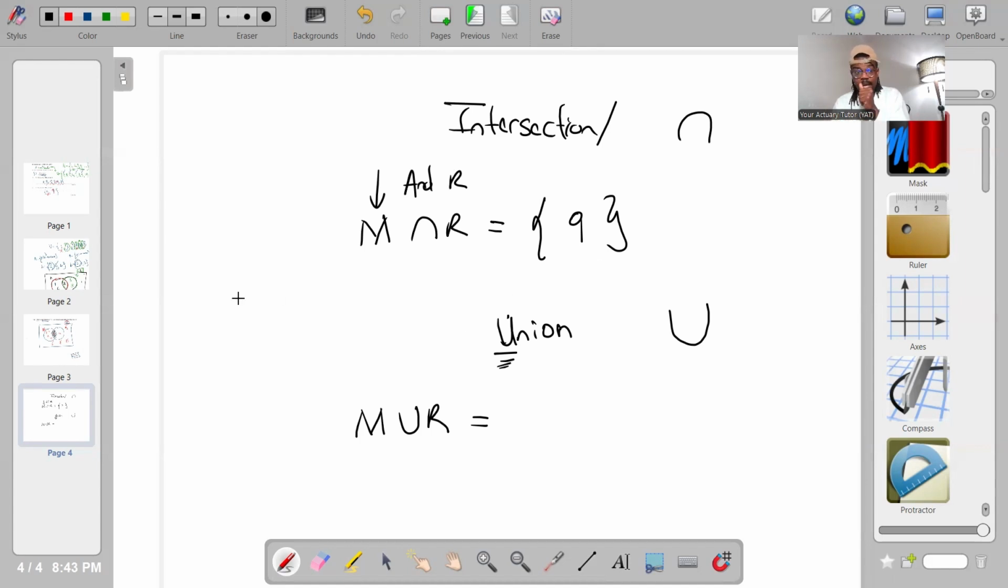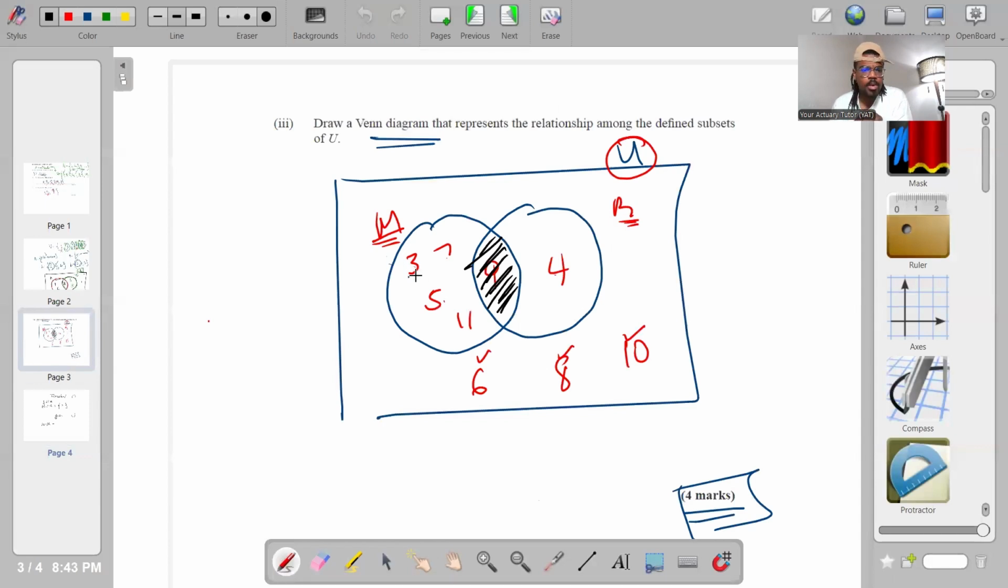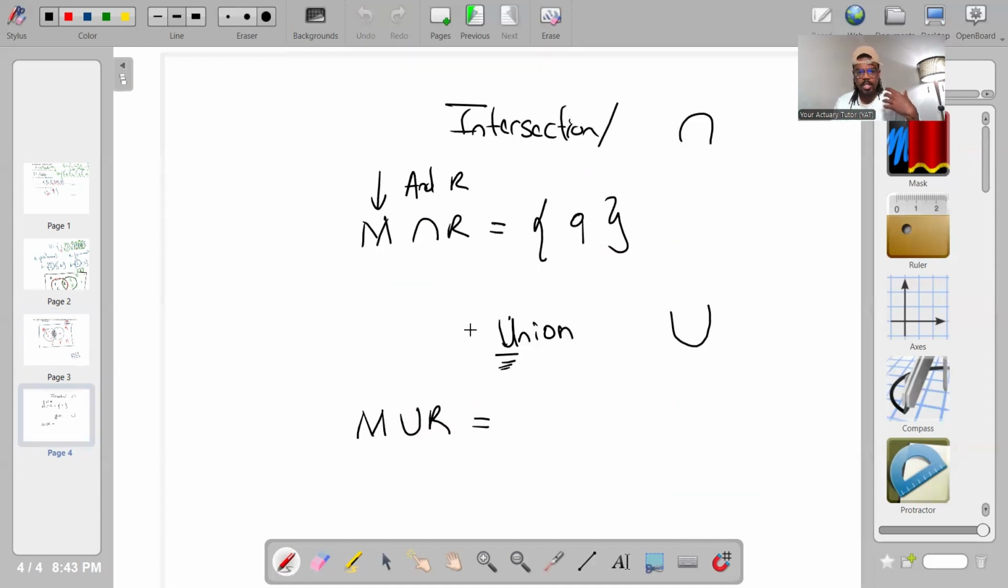And there will be only 9. The number 3 can't be found in set R. It can only be found in M. So intersection is very rigid. It's like saying you have to meet this criteria and you have to meet this criteria. The first criteria is that you must be found in M. The second criteria is that you must be found in R.